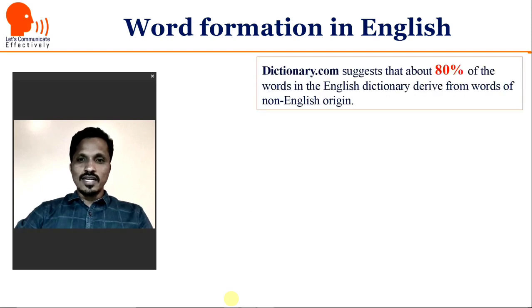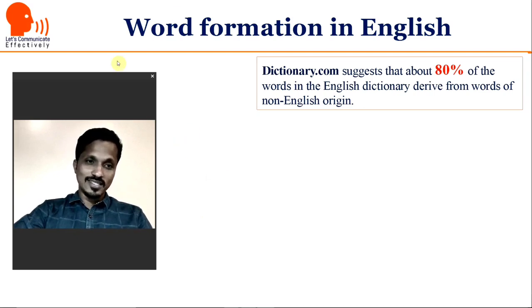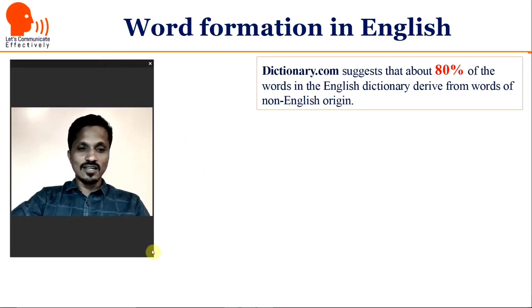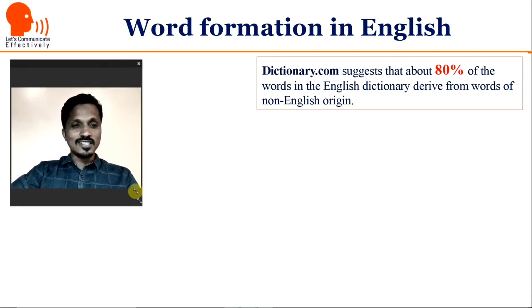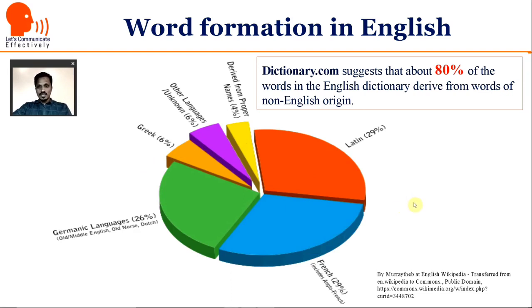Now, what dictionary.com suggests is that almost 80% of the words in the English dictionary derive from words of non-English origin. It surprises us that English, an international language, has 80% of its words derived from other languages. What is the formation? What is that percentage? Let us see. Look at this.